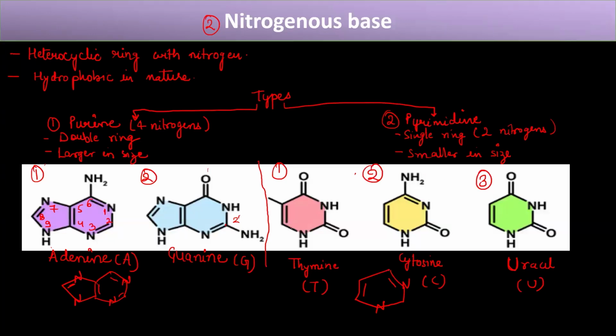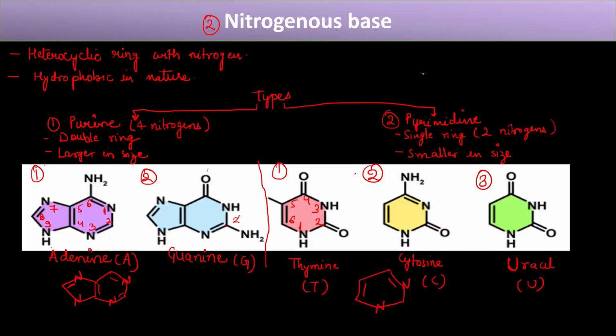Now, how is numbering done in the case of pyrimidine? In the case of pyrimidine, the numbering starts from here. Remember, in the case of purine, the numbering starts from here, but in the case of pyrimidine, the numbering starts from here, and then in the anti-clockwise direction, 2, 3, 4, 5, and 6. So it has 6 members, while in the case of purine, it is 9 members. So this is about the nitrogenous base.